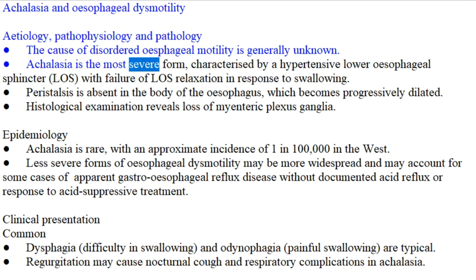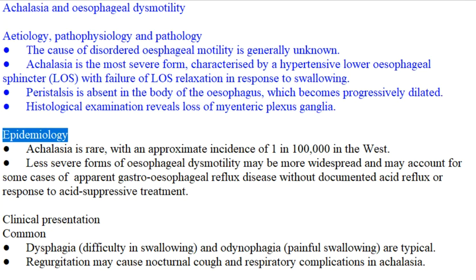Achalasia is the most severe form, characterized by a hypertensive lower esophageal sphincter, LOES, with failure of LOES relaxation in response to swallowing. Peristalsis is absent in the body of the esophagus, which becomes progressively dilated. Histological examination reveals loss of myenteric plexus ganglia.